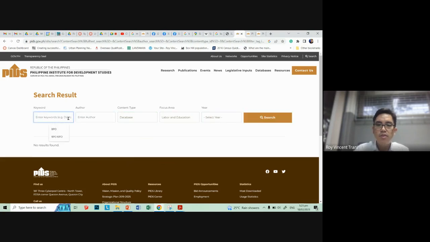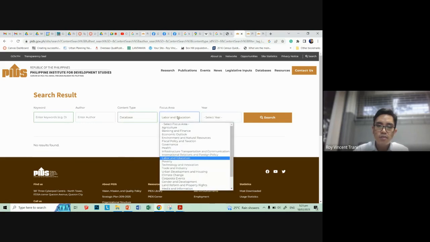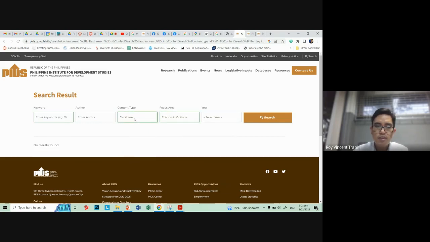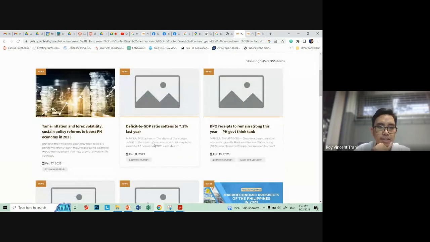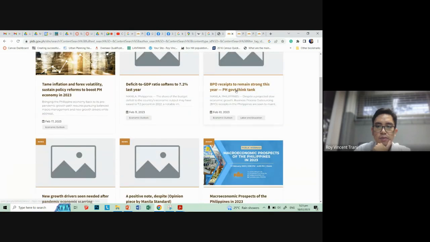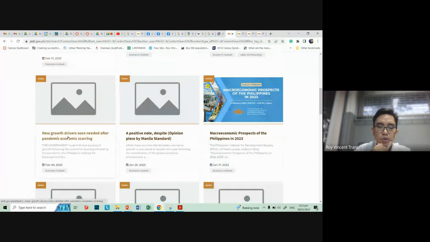Okay, nothing on labor and research. What about if we change to economic outlook? Let's see, we got tame inflation and forex volatility, sustain policy reforms to boost PH economy in 2023. This one's a bit too, the view received strong this year. I think that new growth drivers seen needed after pandemic economic scarring.